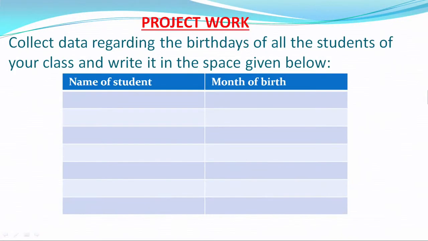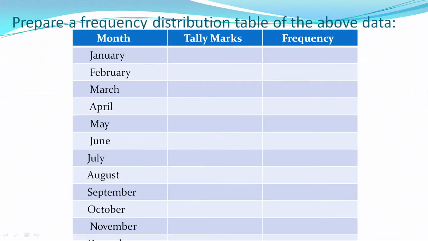We have here the project work: collect data regarding the birthdays of all students of your class and write it in the space given below. You can have the name of the student and the month of birth. Just simple data. This we are collecting and we call it primary data because you are just roughly writing the student's name and the month of birth.